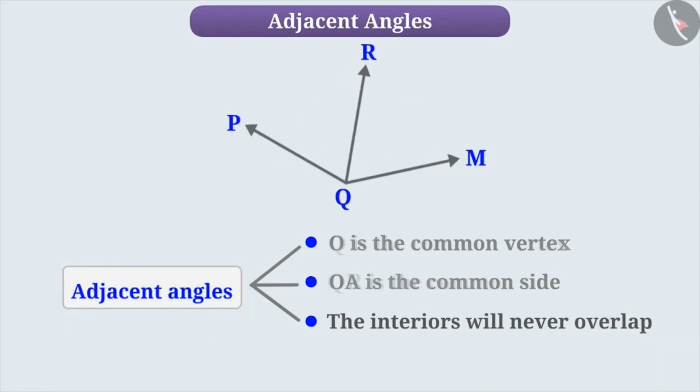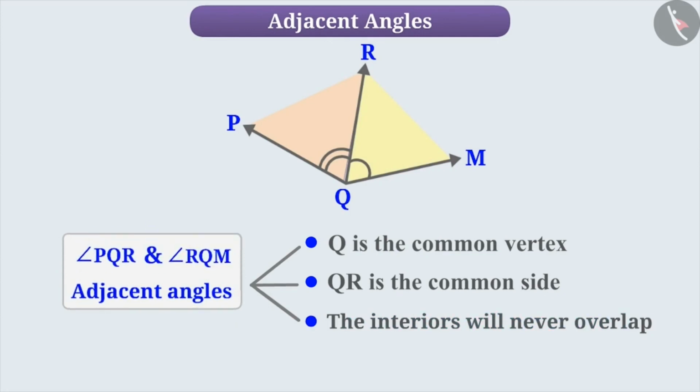Now look at this figure. You can see that here angle PQR and angle RQM comply with these three conditions. So this is also an adjacent angle. Similarly, some more examples of adjacent angles are as follows.